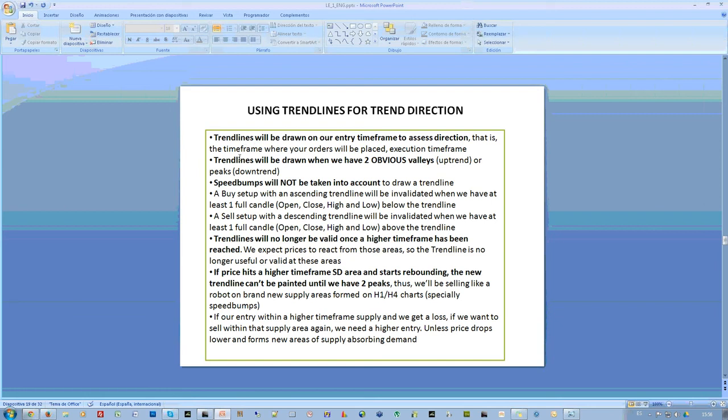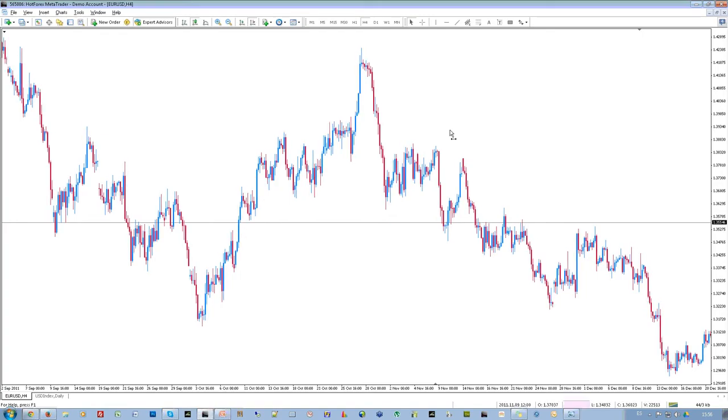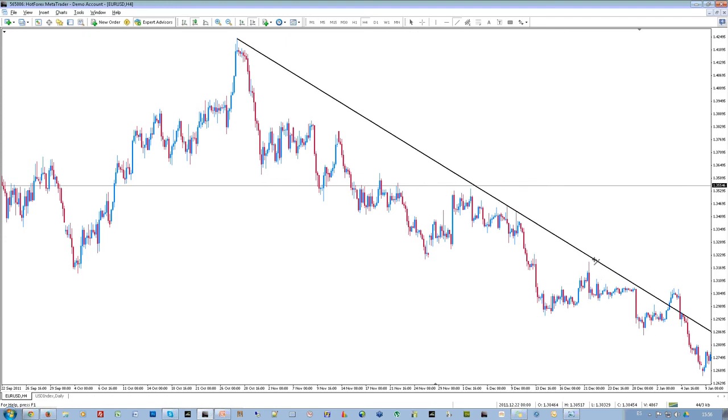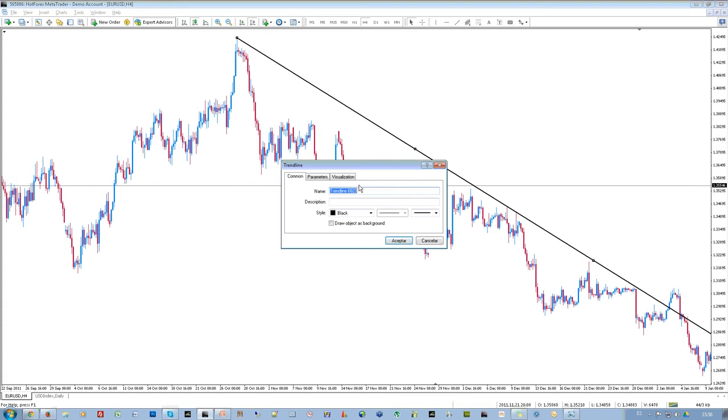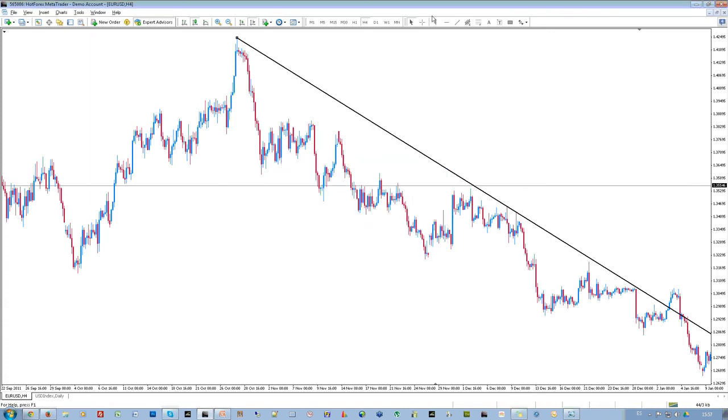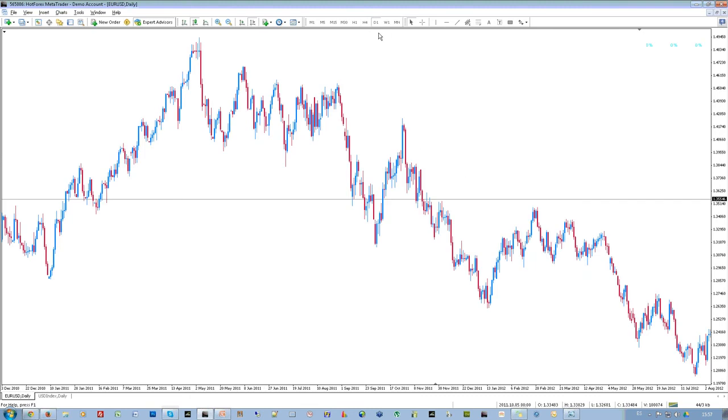My entry time frame is the 4-hour chart, so I draw a trend line, and then I will see, like here, that I've got a trend line, a downtrend. This is a trend on my 4-hour. But if I go to the daily, I could have another trend on that time frame. It could happen that we had an uptrend. So on the daily we have the same thing.